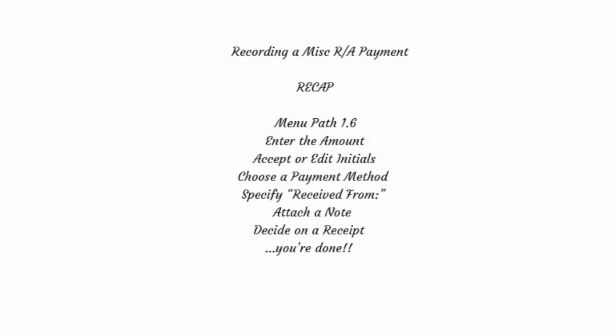Let's recap. To record a Miscellaneous RA, go to MenuPath 1.6 by typing 1 Enter, 6 Enter, or 1.6 Enter. Then enter the amount, accept or edit initials, choose a payment method, specify Received From, attach a note, decide on a receipt, and you're done. It's quick and keeps your non-sales cash organized.